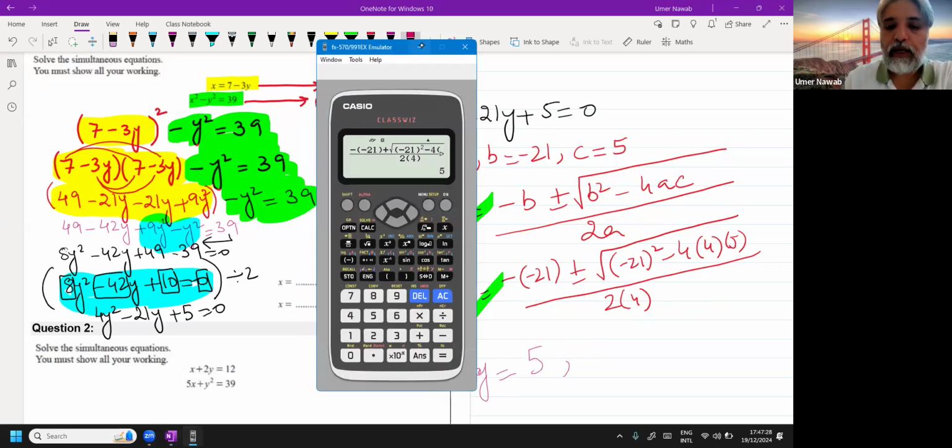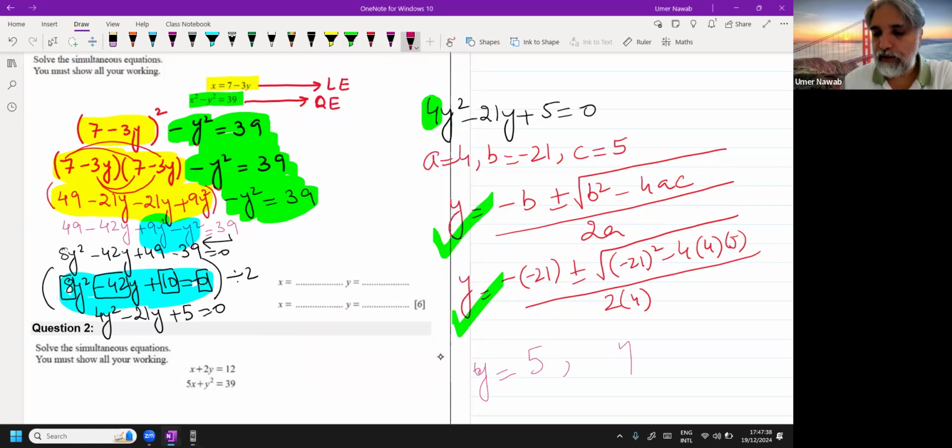But now if you replace the plus sign with the minus sign, you get 1 over 4. So y equals 5 and 1 over 4. Half the job is done. Now I want to find the corresponding x values.